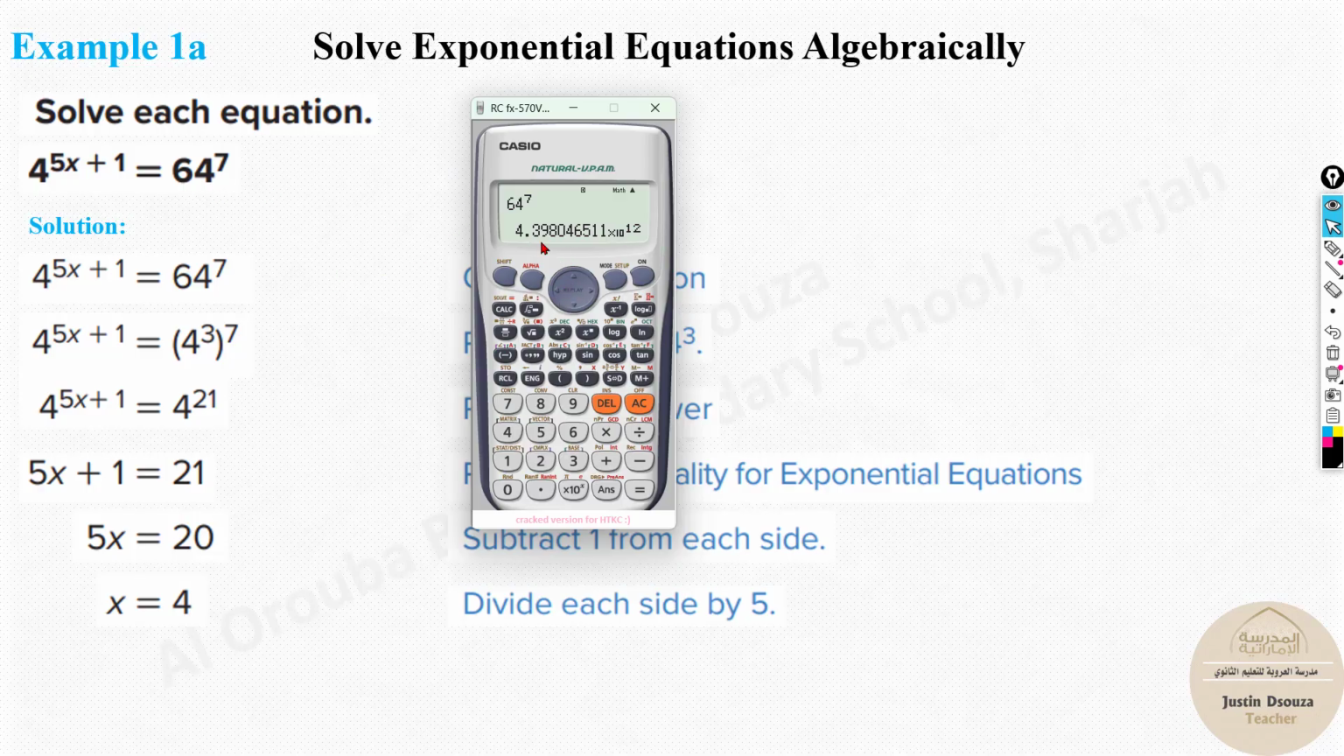Wait, let me just check. This is 4.39 in 10 power 12. 4 power 5, sorry, 5 into 4 plus 1. Yes, it's the same thing. Okay, so there are plenty of ways to check your answer.